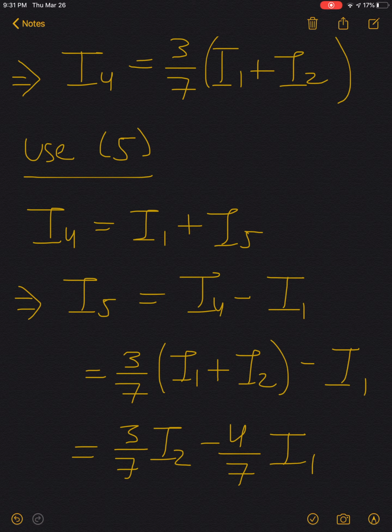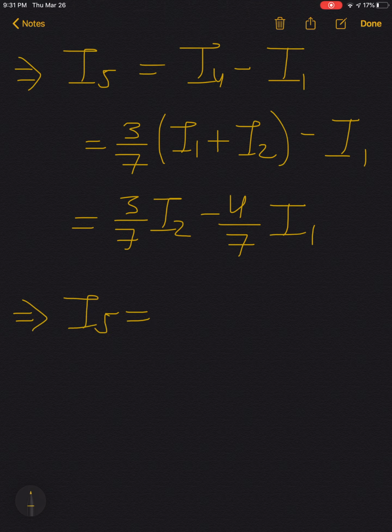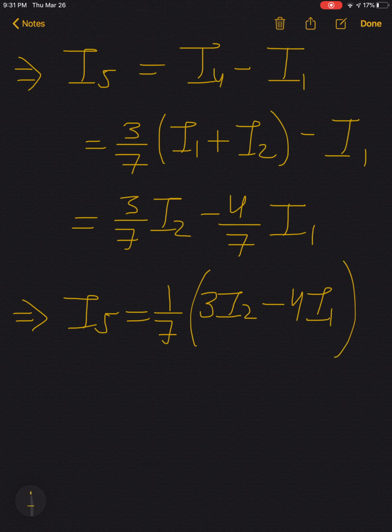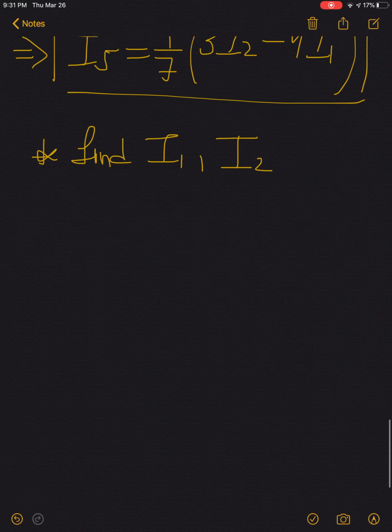Okay, so at the end of the day, what we need to find is I1 and I2, and then we can solve for I5. So let me just write that down completely. I5 is equal to 1/7 times (3 times I2 minus 4 I1). So this is an important equation that we're going to want to come back to. So find I1, comma, I2. Very nice. Okay, so now we have to go to the difficult business of finding I1 and I2.